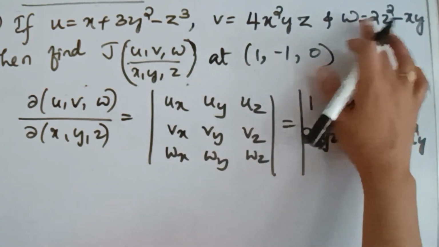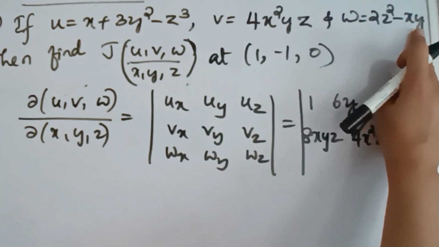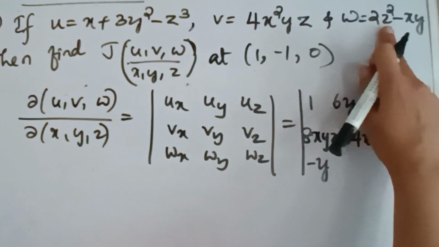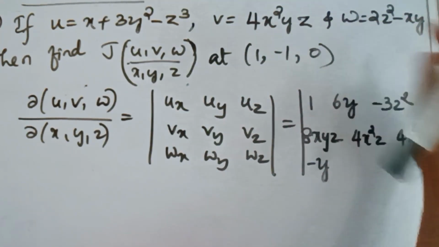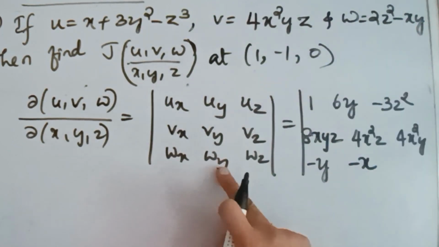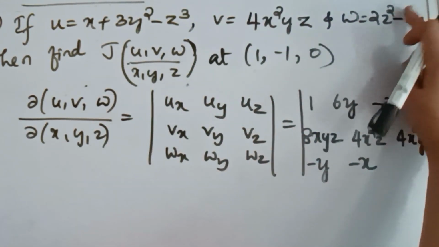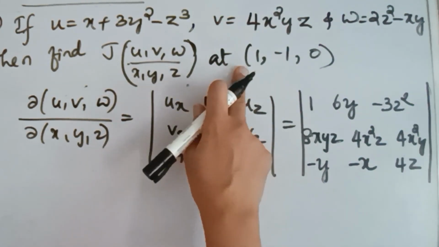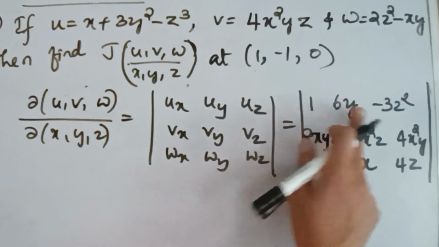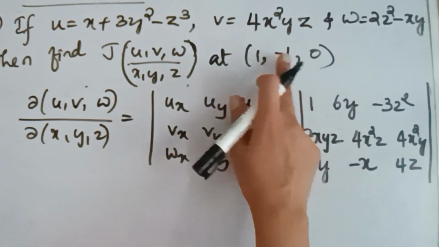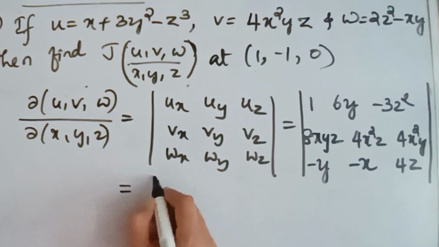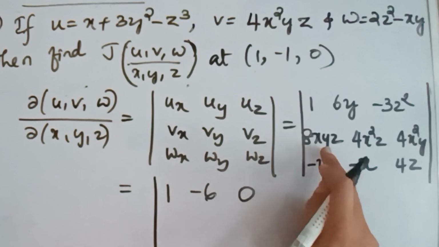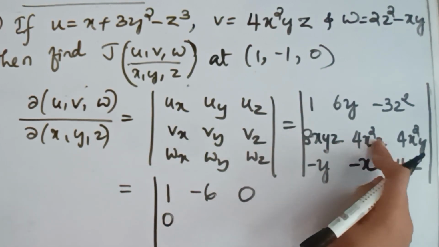Then for w_x with respect to x, with y and z constant, you will get minus y. With respect to y, with z and x constant, this is 0, this is minus x, the derivative of y with respect to y is 1. For w_z, this term becomes 0 here, and 2 twos are 4z. So now you want it at the point (1, minus 1, 0). So substitute x equal to 1, y equal to minus 1, z equal to 0. So this determinant becomes 1, minus 6, and z is 0. Therefore z is 0 means the full term becomes 0.